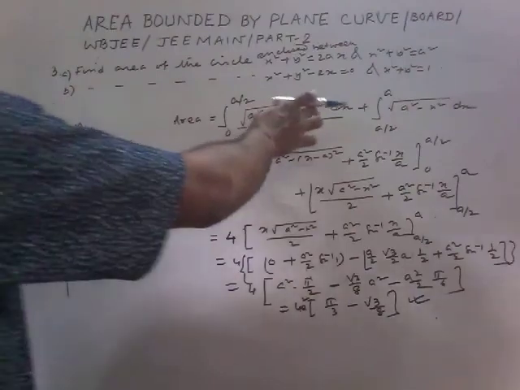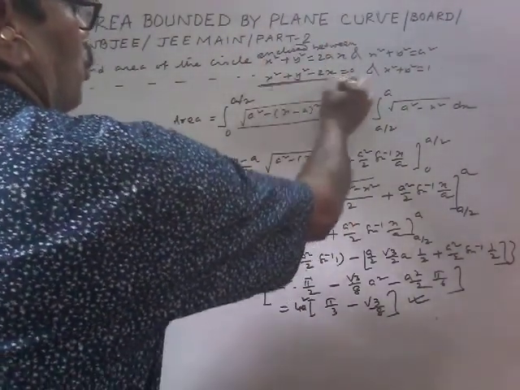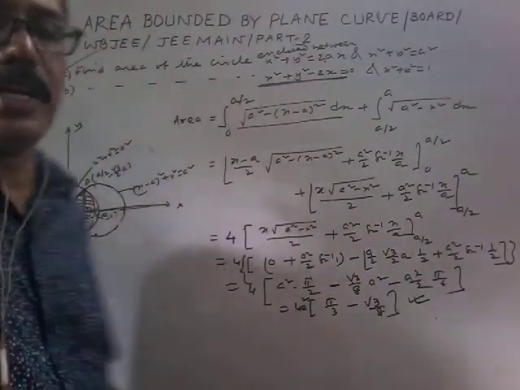So these are all 6 marks problems. Now for problem number 2, a equals 1. So this one is general.